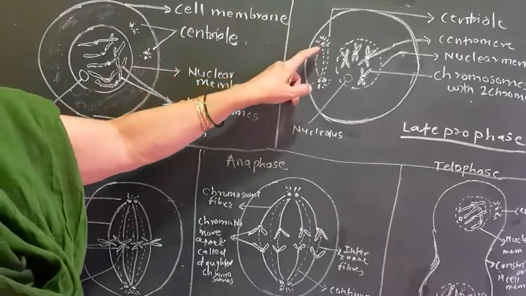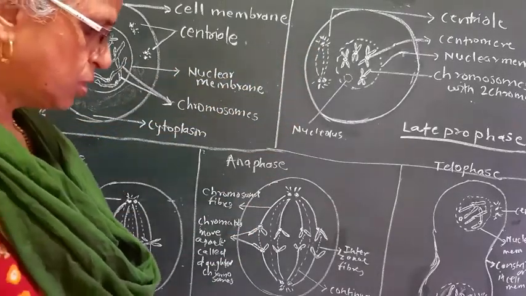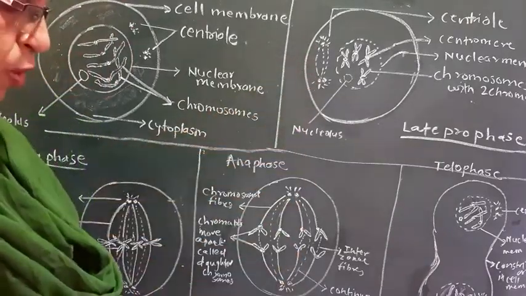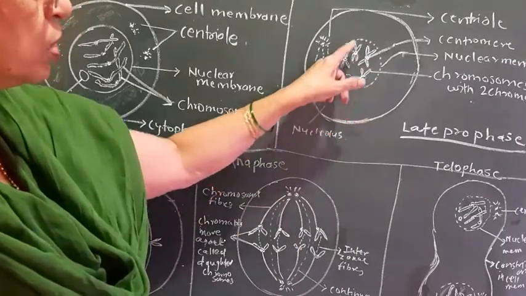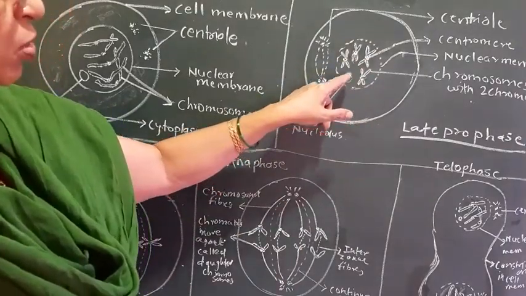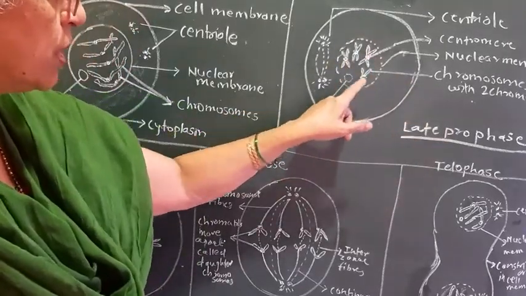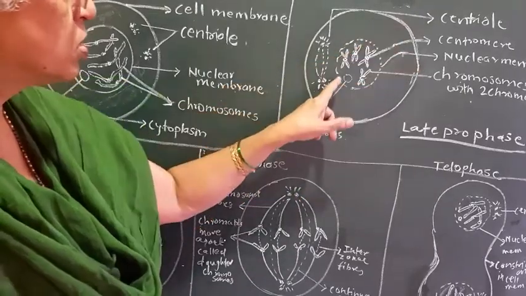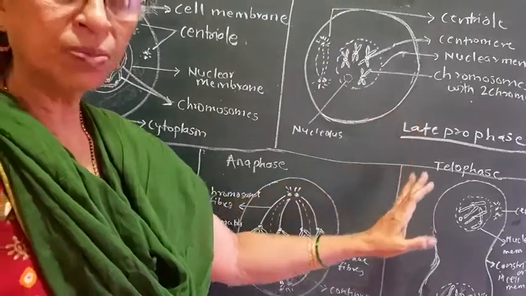The centriole divides and each centriole moves towards the opposite pole. So these are the two centrioles formed, they start to move to the opposite poles, and the nuclear membrane and nucleolus disappear. Followed? So appearance of sister chromatids, disappearance of nuclear membrane, disappearance of nucleolus, duplication of centrioles, and moving towards the opposite poles. These are the changes that occur in the prophase.